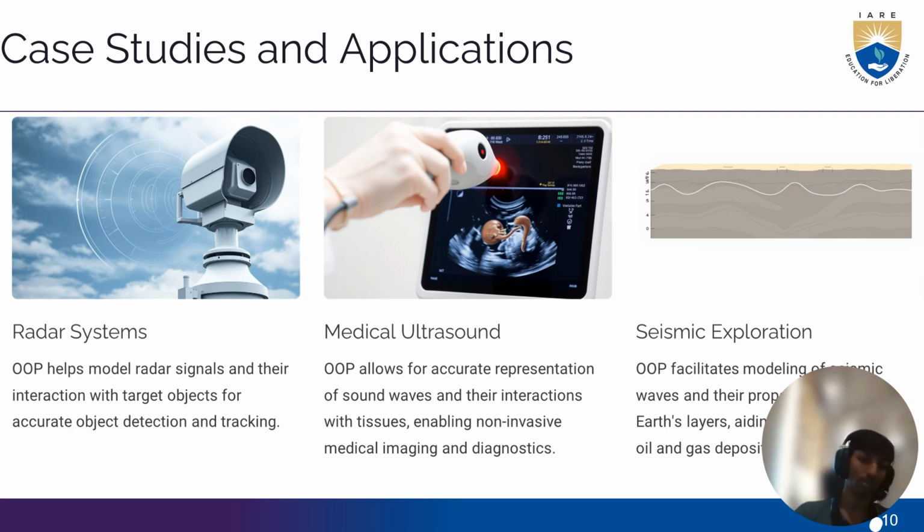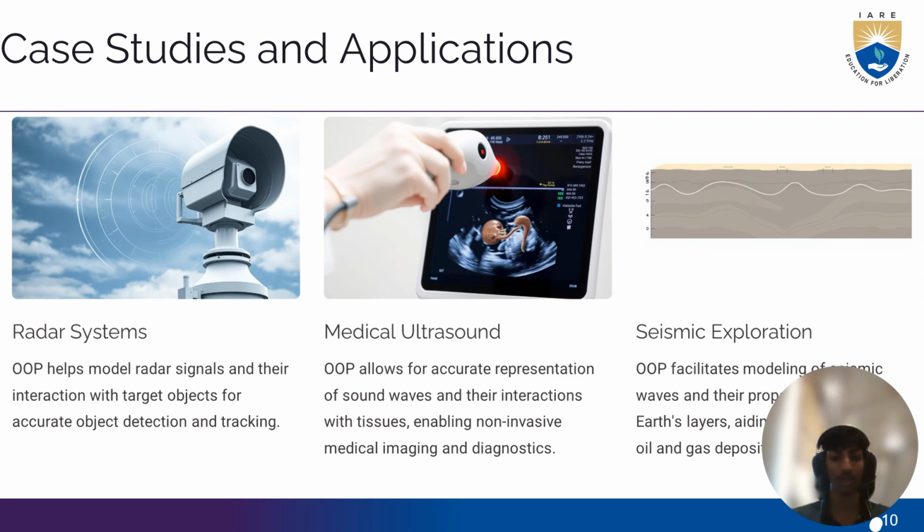And the first example, radar system. OOPS helps model radar signals and their interactions with target objects for accurate object detection and tracking. This is also used in aeroplanes and fighter jets to detect another plane or another object by using radars or ultrasonic waves. Medical ultrasound.